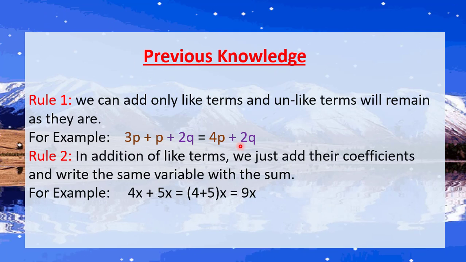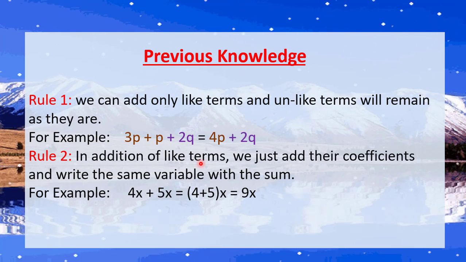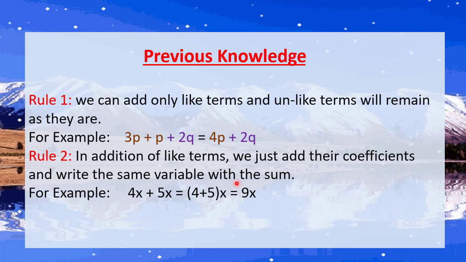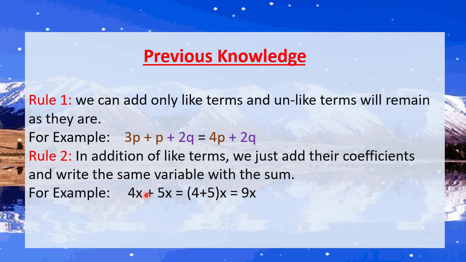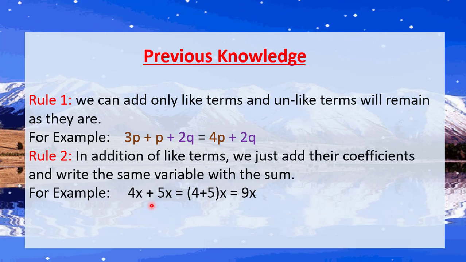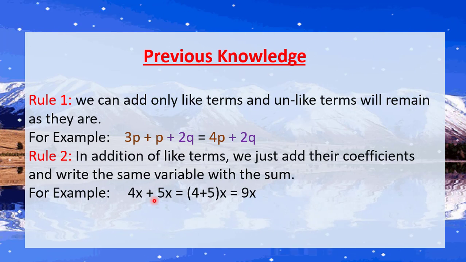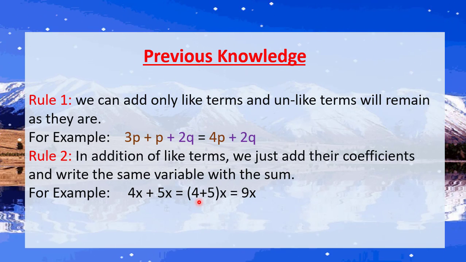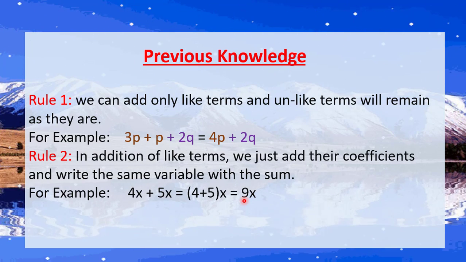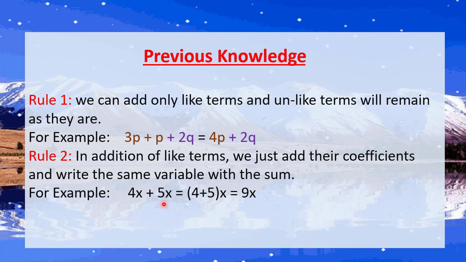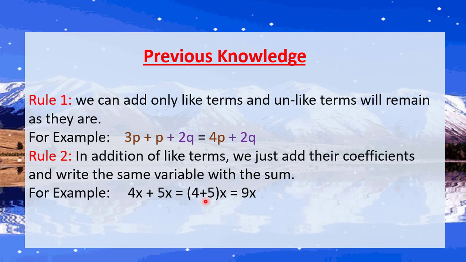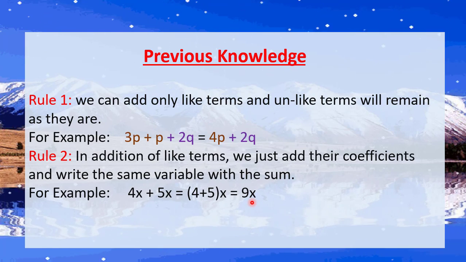Rule 2. In addition of like terms, we just add their coefficients and write the same variable with the sum. For example, here you can see that in this expression, we just add the coefficients 4 and 5. That will become 9. And we just write same variable x with the sum. And we get 9x in this way.